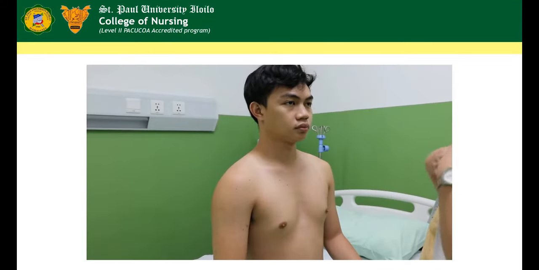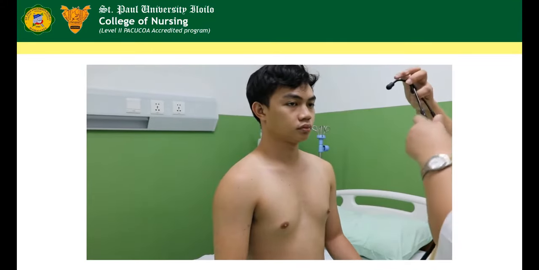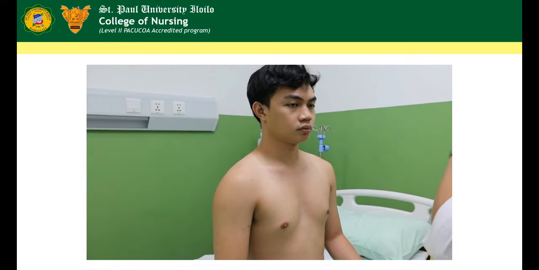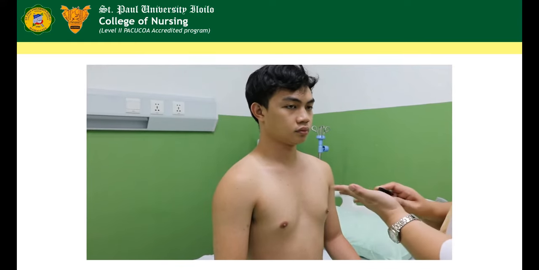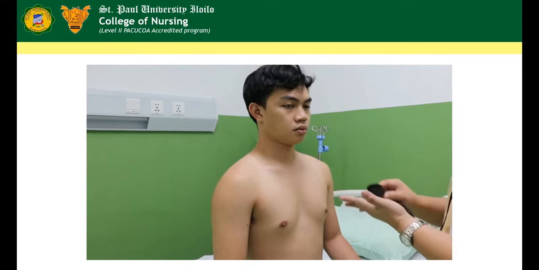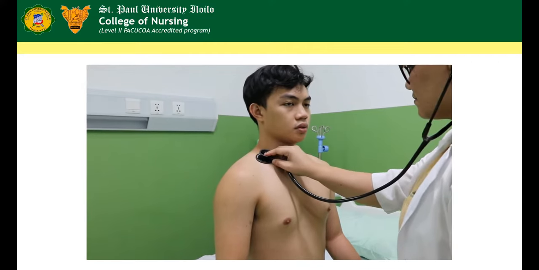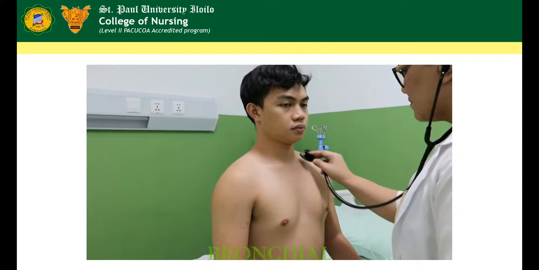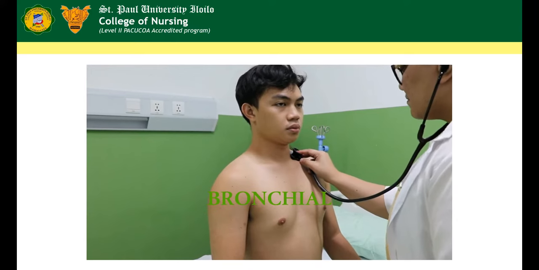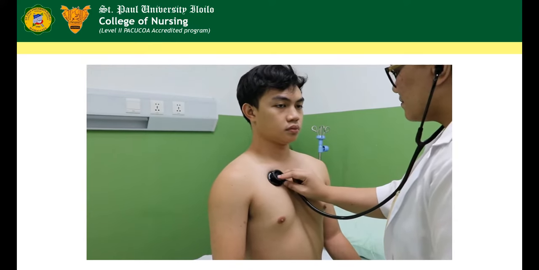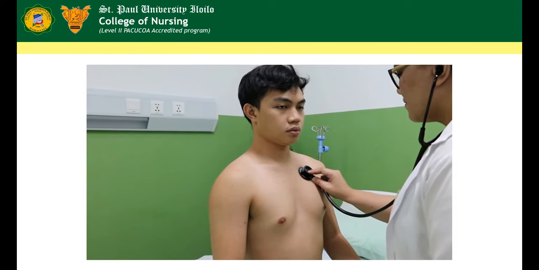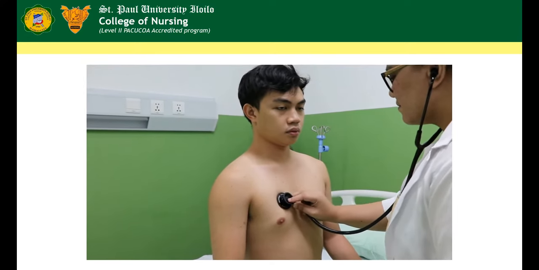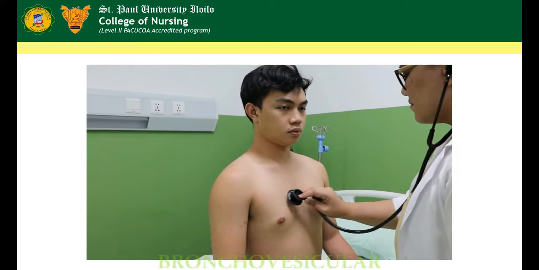Use zigzag or ladder approach in doing auscultation. Ask the client to breathe fairly deeply through the mouth. Auscultate with diaphragm through complete inspiration and expiration at each site. Note pitch, intensity, duration of inspiration and expiration, and any adventitious breath sounds.